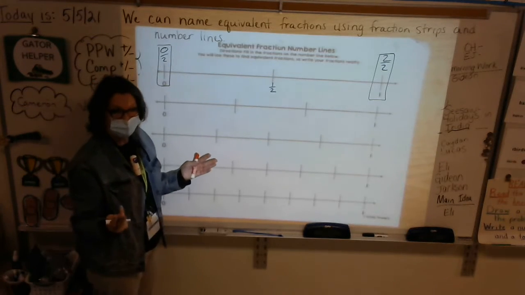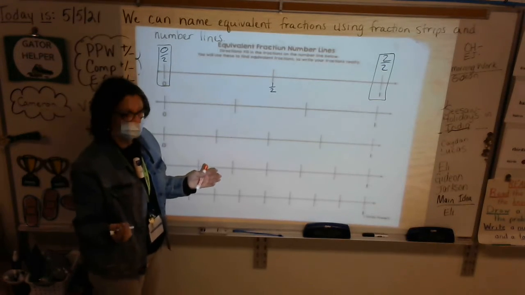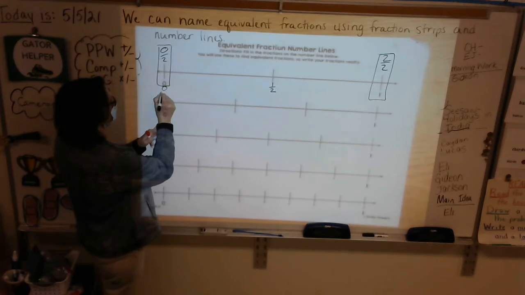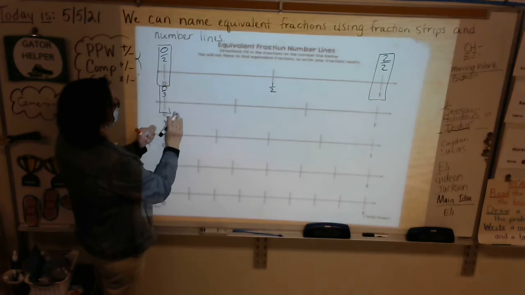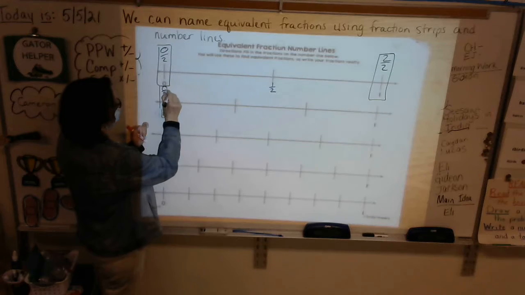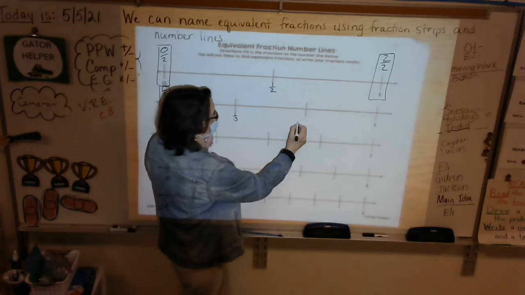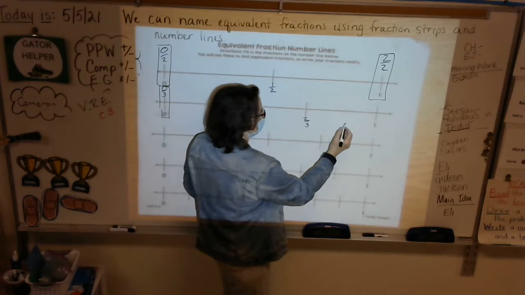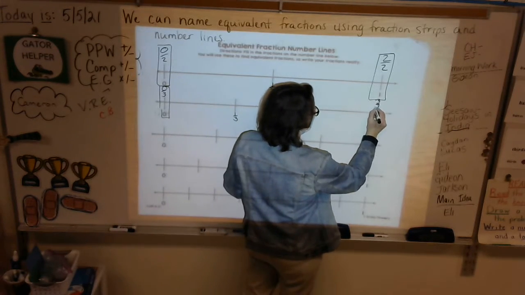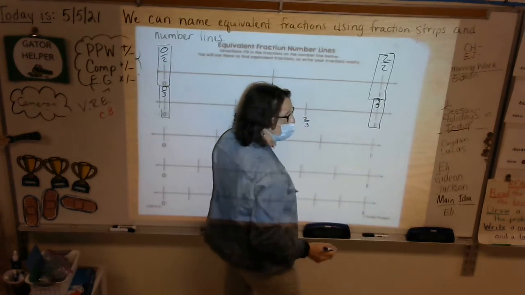3 equal parts means what unit, boys and girls? It means thirds. So here we've counted 0 thirds. Here we've counted 1 third, 2 thirds, and here we've counted 3 thirds. I'm going to put it above, and I'm going to box it because it's a special whole number fraction.